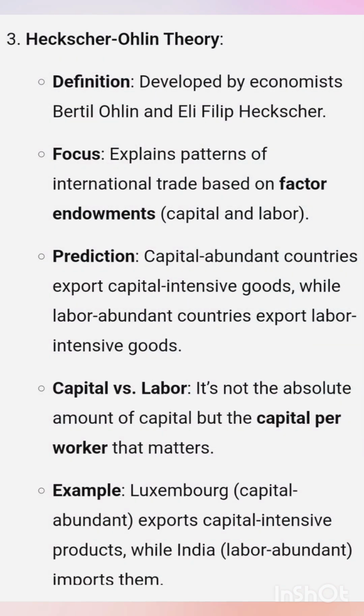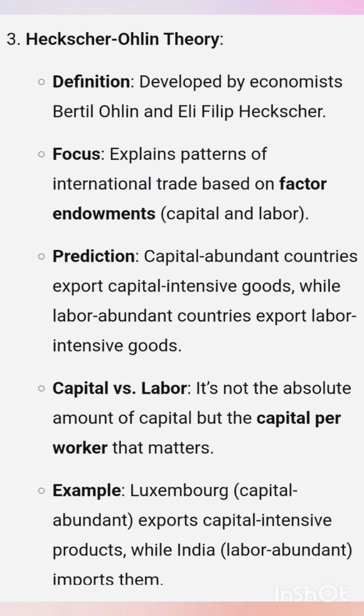Heckscher-Ohlin Theory. Definition: developed by economists Eli Heckscher and Bertil Ohlin. Focus: explains patterns of international trade based on factor endowments, capital, and labor. Prediction: capital-abundant countries export capital-intensive goods, while labor-abundant countries export labor-intensive goods.